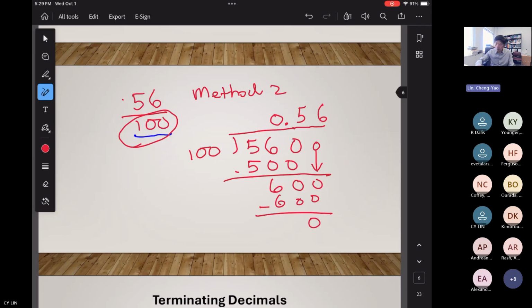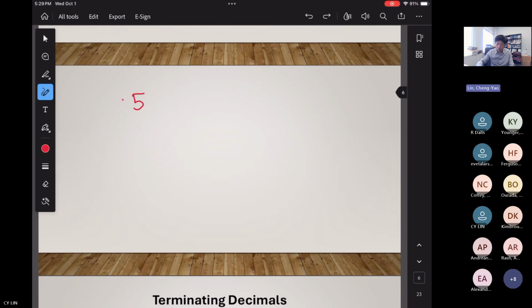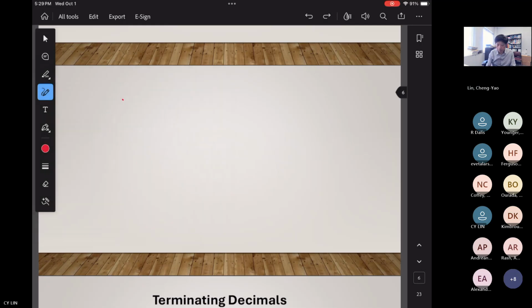So I do one problem and you will do one problem, okay? Let's try this one. How about this one? Convert this one into a decimal. Go ahead. You can do either way. You can do method 1, you can do method 2, okay?